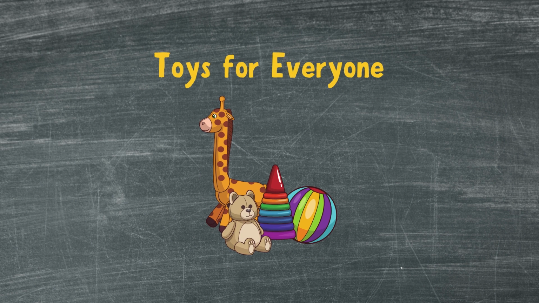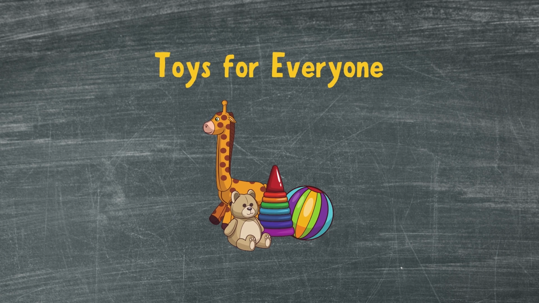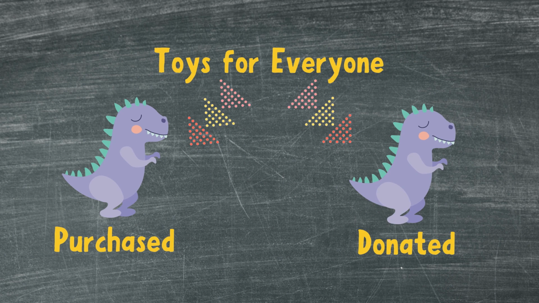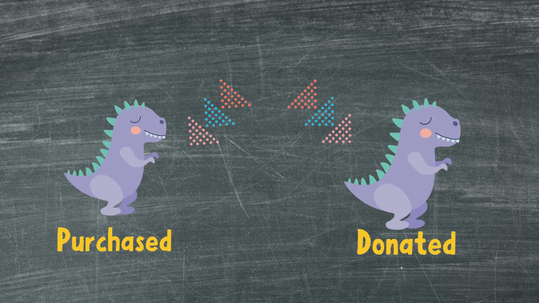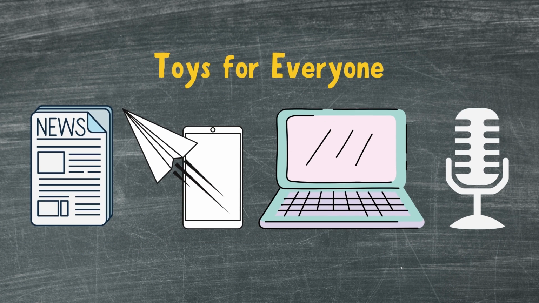Example 1. Toys for Everyone is a medium-sized toy company. The company's CEO has decided that the company is profitable enough to donate 1 toy to a child in need for every toy purchased at its stores. This new decision has given the company a lot of positive press from news outlets.